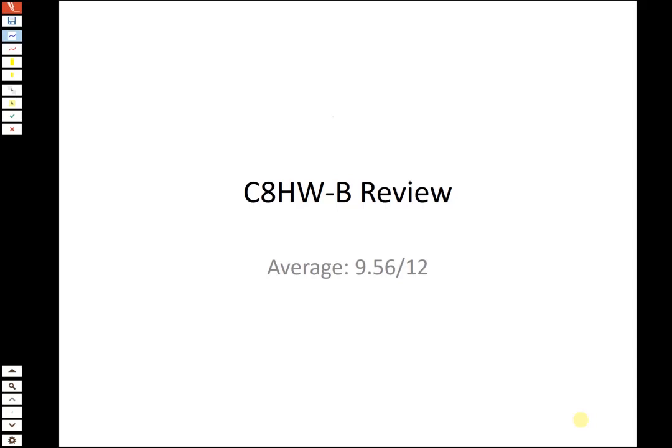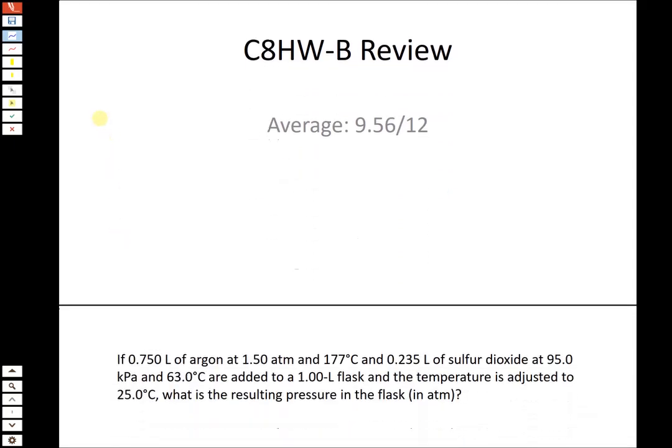molecular theory, the idea that gas molecules are constantly moving around and how that affects the pressure and things like that. So there are some concepts as well that we'll go over in this review. The average this week was 9.56 out of 12, basically identical to the last time we gave this assignment, so nothing to concern ourselves with in terms of the score. So let's get right into it.